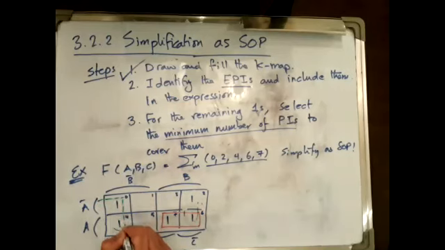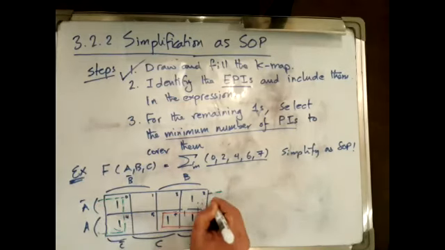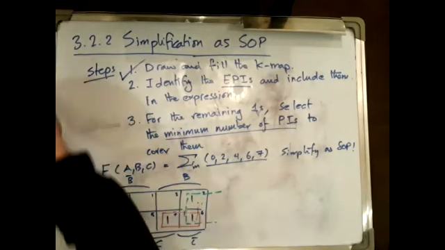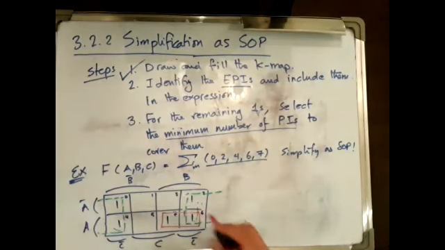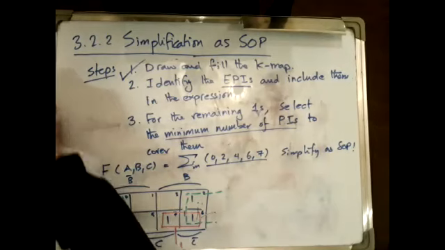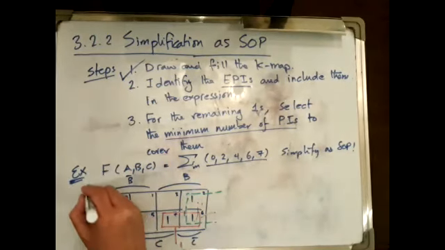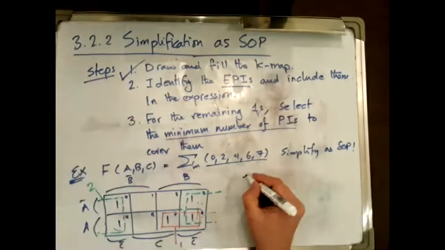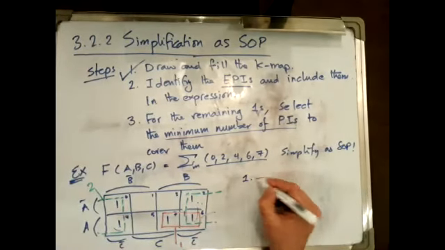So we can draw a rectangle to include these 4 ones. So these are all the possible prime implicants. So the prime implicant, this is number 1. For example, this is number 2. So prime implicant number 1 is basically this one.